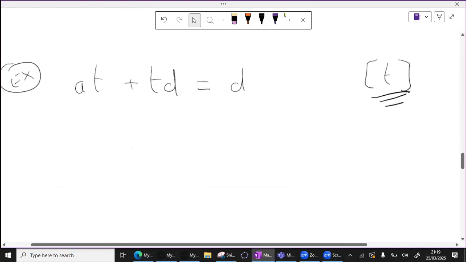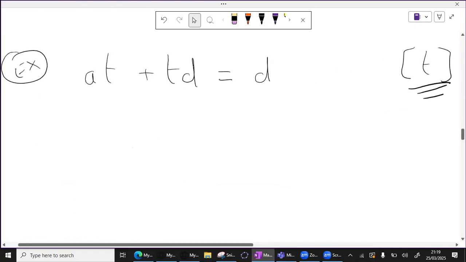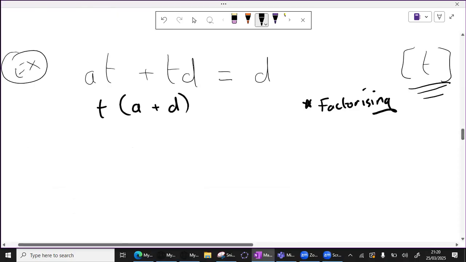So in this case, I want to make T the subject of the formula. Now, notice we have more than one T. So the technique here is going to be the technique of factorizing. So what we're going to do is factorize out the T first. That leaves us with A plus D. And now to get T on its own, I need to move away this bracket. If it's next to the T, it's multiplying the T. So the opposite of multiplying is dividing, and hence that goes underneath.